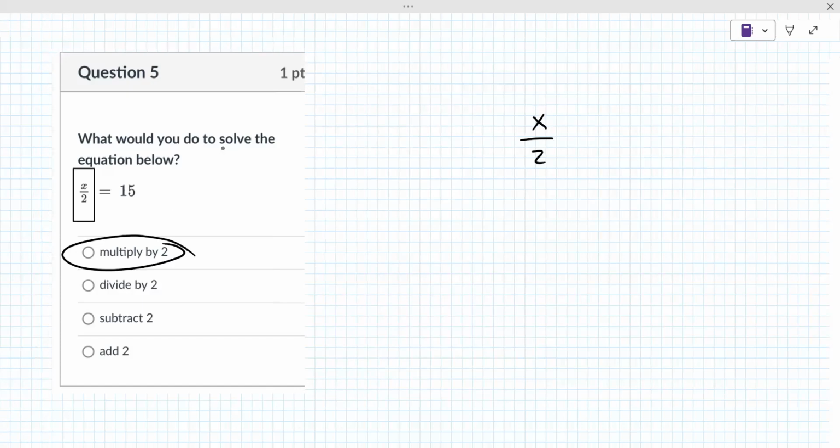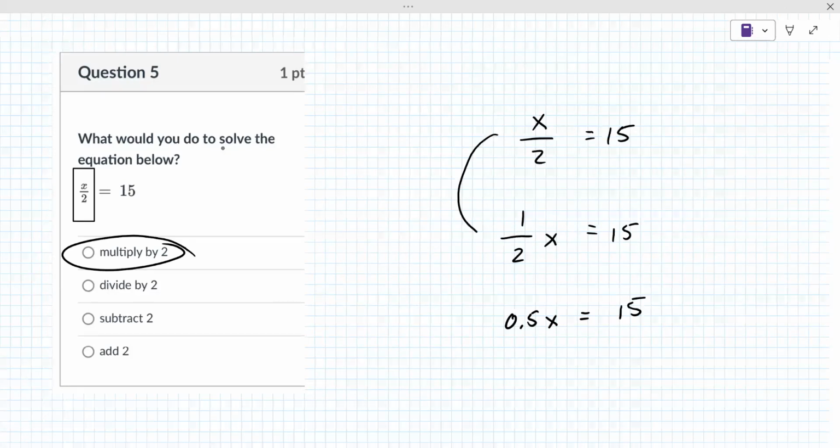So this equation can be written a couple ways. It could be written as 1/2 times x equals 15, or x over 2 equals 15. There's a couple of ways for it to be written exactly the same way. You could even go to a decimal, I suppose. You have to be comfortable with any of these notations because they're all the same. Okay.